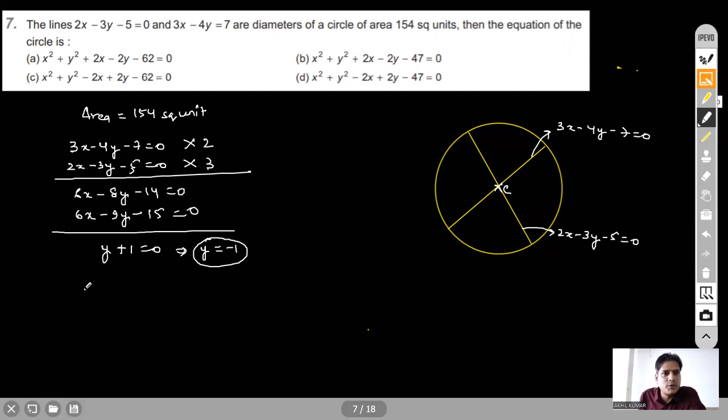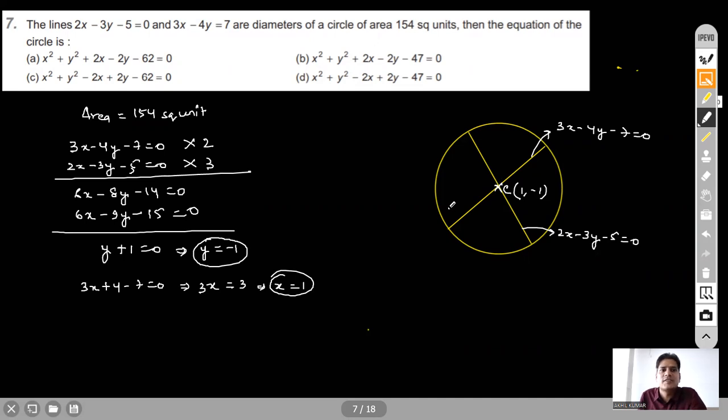So let me put it in equation 1. I will get 3x plus 4 minus 7 is equal to 0. From here, 3x is equal to minus 7 plus 4, that will be minus 3, or 3, so we get x is equal to 1. So we got the center of the circle as 1 comma minus 1, right? 1 comma minus 1 is the center of this circle.